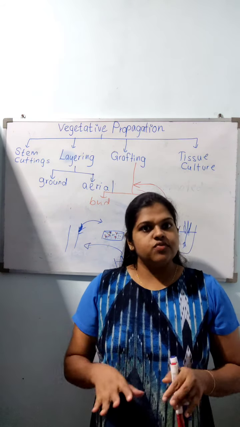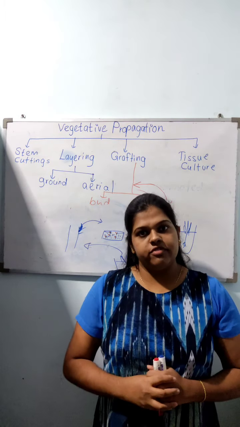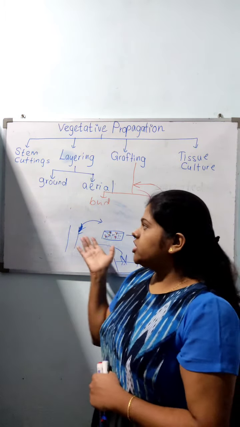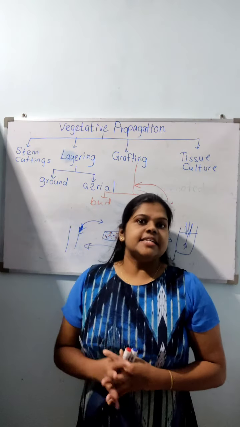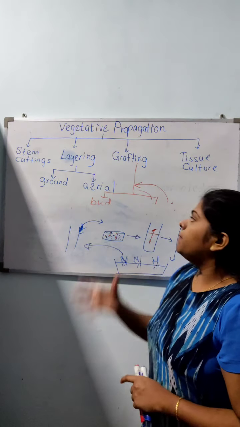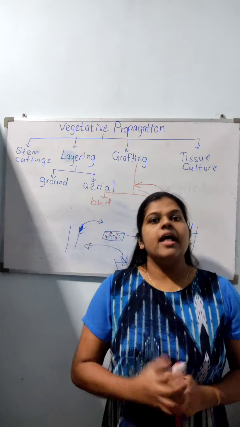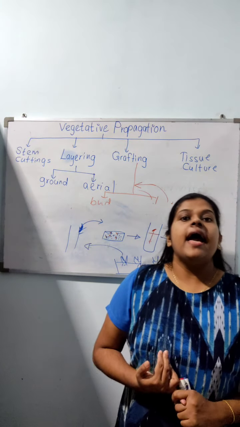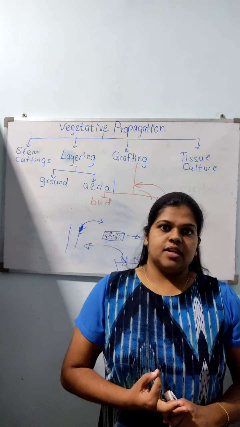As well, through this we can make a new plant within a very short period of time. Especially with tissue culture, we need only a very small petri dish. Within a very limited area, you can make a number of plants. But when we talk about the disadvantages of vegetative propagation, they have a very low lifespan and technical knowledge is needed. This is somewhat costly.